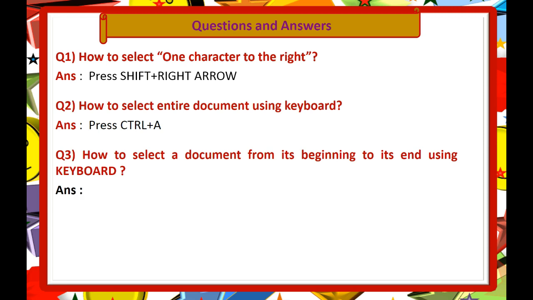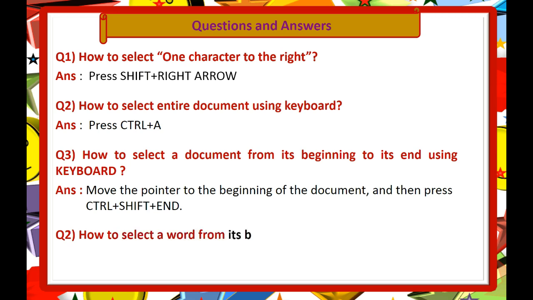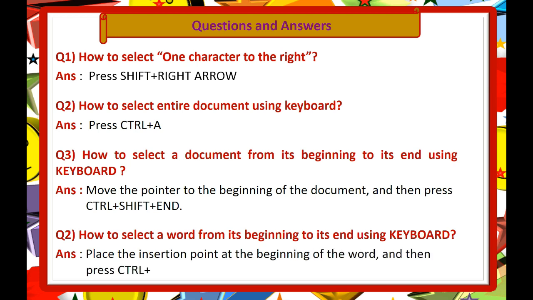Question number 3. How to select a document from its beginning to its end using keyboard? Move the pointer to the beginning of the document and then press Ctrl plus Shift plus End. Question number 4. How to select a word from its beginning to its end using keyboard? Place the insertion point at the beginning of the word and then press Ctrl plus Shift plus Right Arrow.